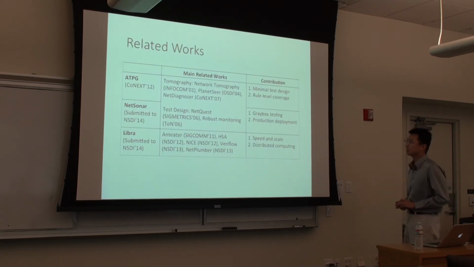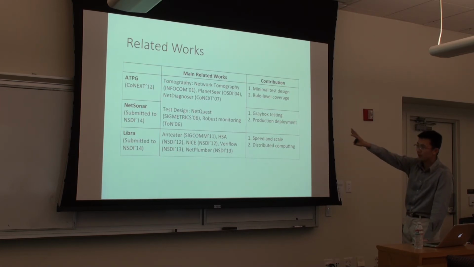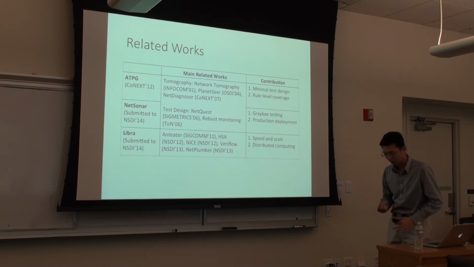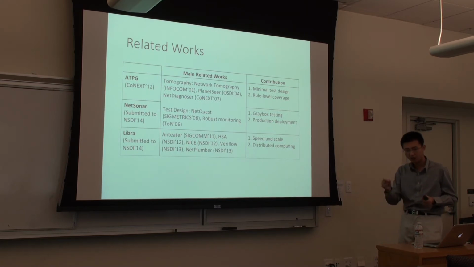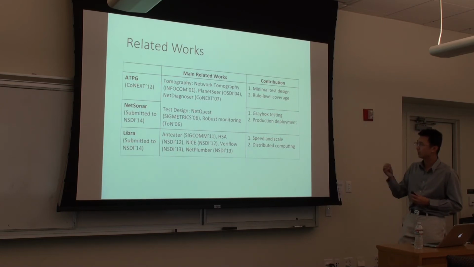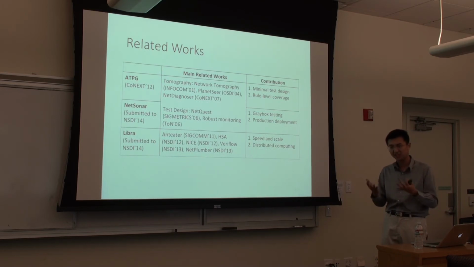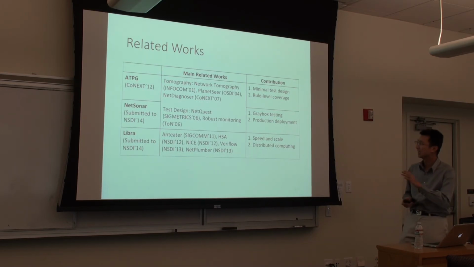So these are some related works regarding the three systems described in this talk. I put the related works of ATPG and NetSonar together because they are both dynamic testers. Network tomography is the early effort to invert the data plane state using end-to-end measurements. But its goal is not to design a test plan. Its goal is to guess what's going on in the network that can best describe the observations collected. And on the testing design front, there's NetQuest and robust monitoring, which apply Bayesian experimental design to the network.